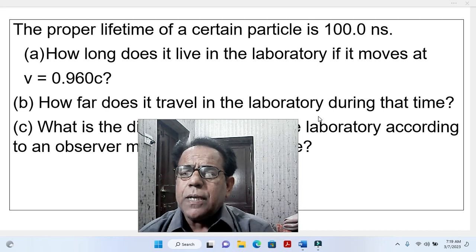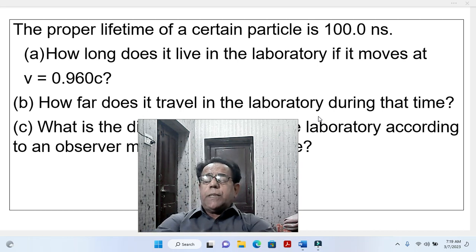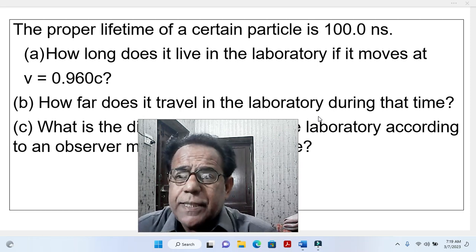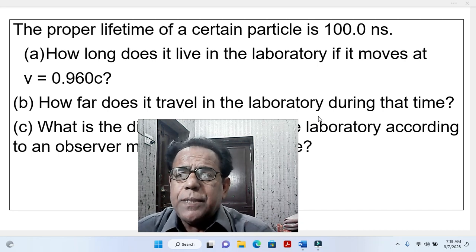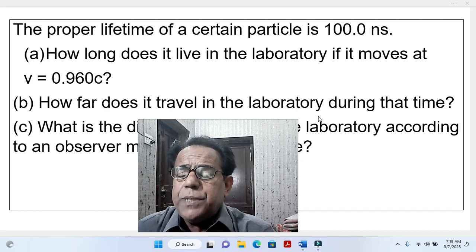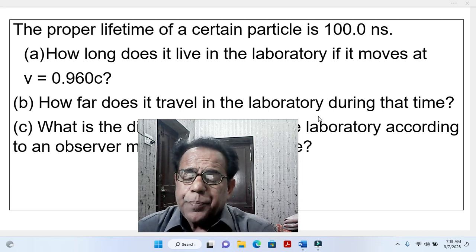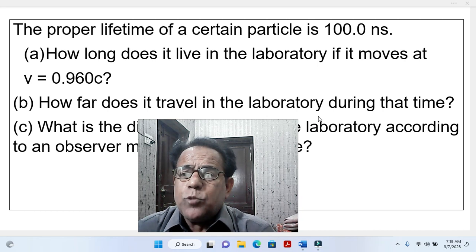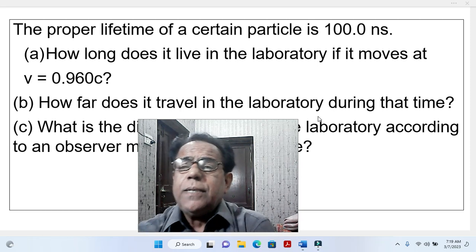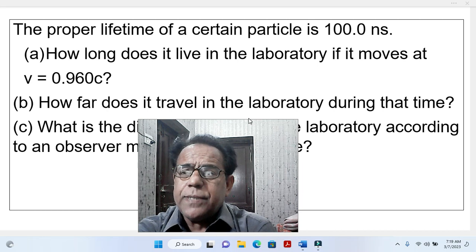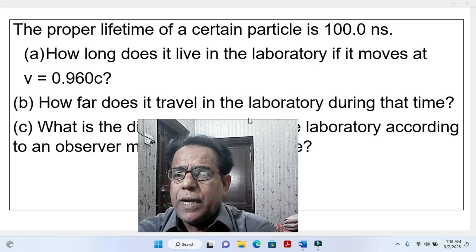We will come from soft or easier problems to hard problems gradually. Anyhow, we come to the statement of this problem. The proper lifetime of a certain particle is 100 nanosecond. We know that nano means 10 to power minus 9, micro means 10 raised to the power minus 6, similarly milli means 10 raised to the power minus 3. Anyhow, the proper lifetime of a certain particle is 100 nanosecond, and we have to find out three things.